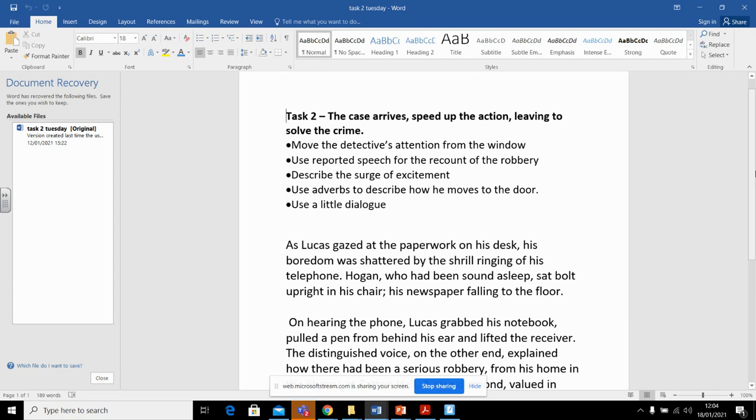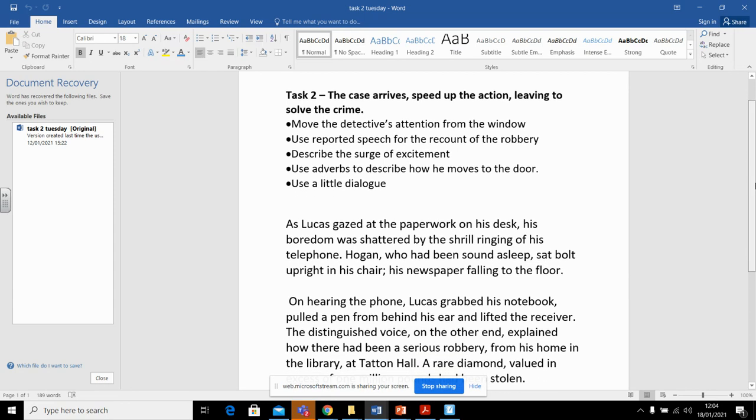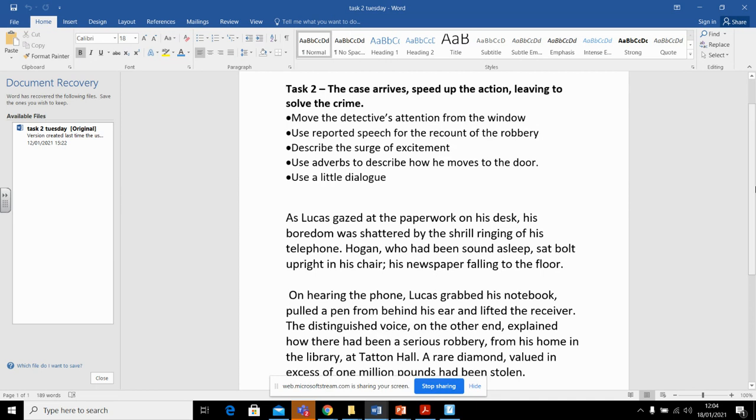Okay? So I'm going to read you the example and talk you through what you need to include in it. So you're moving the detective's attention from the window and the boring scene to the phone call. Okay? So you're building up the excitement and then you're using some speech when it comes to the phone call and leaving the building.